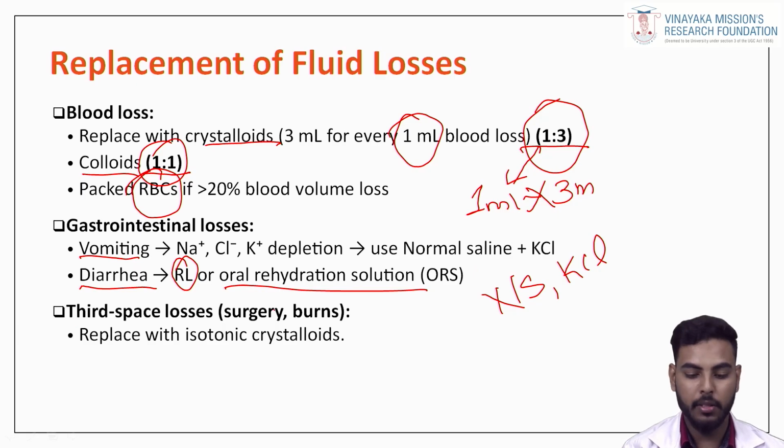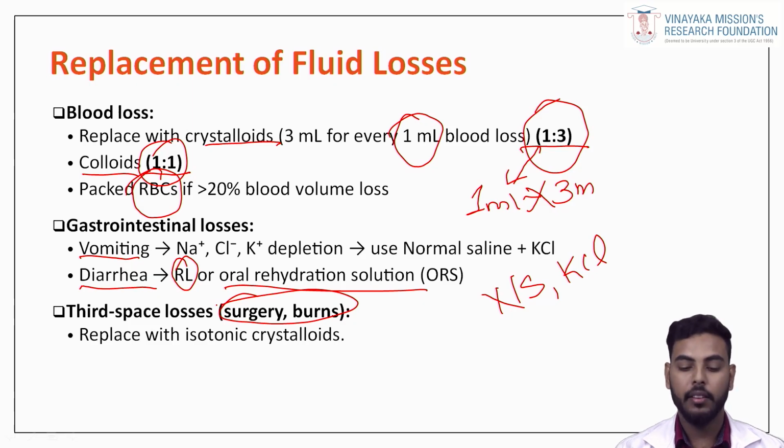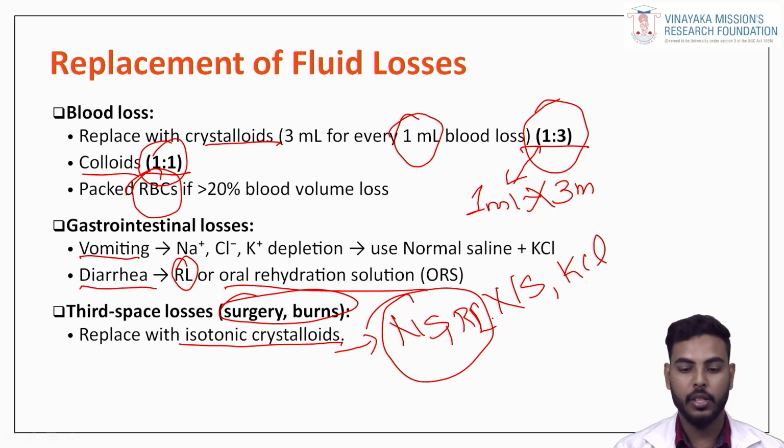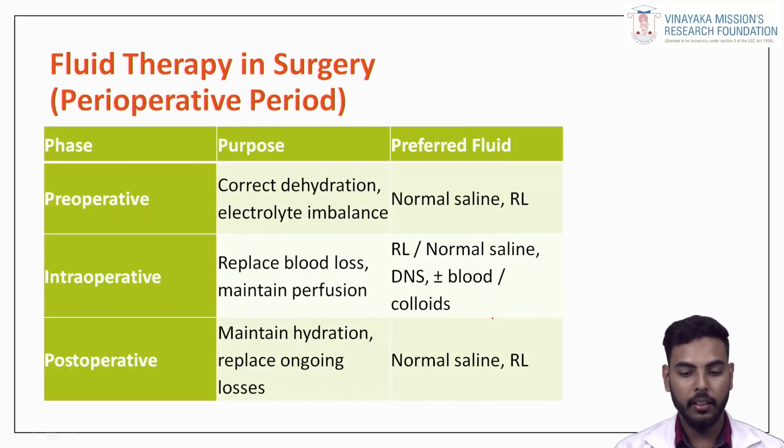Then coming to third space losses, that is only in surgery or burns. Whenever there is a surgery going on, there will be blood loss. And in burns, there will be a large amount of fluid loss, that is fluid depletion, hypovolemia will be there. So at that time we can replace with the isotonic crystalloid solution, that is NS and RL. When surgery and burns are there, we can replace with the NS and RL solutions.